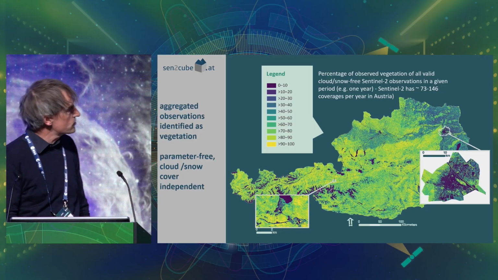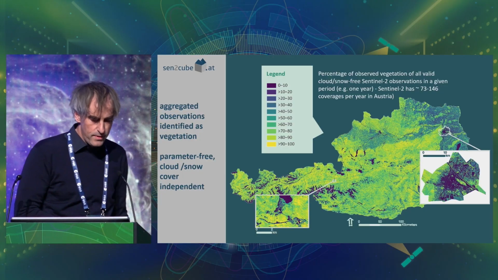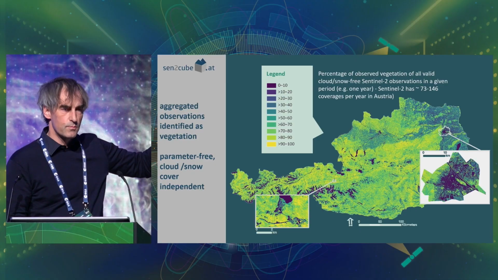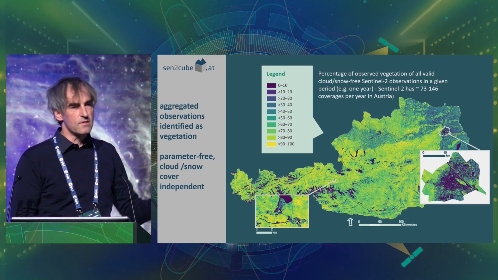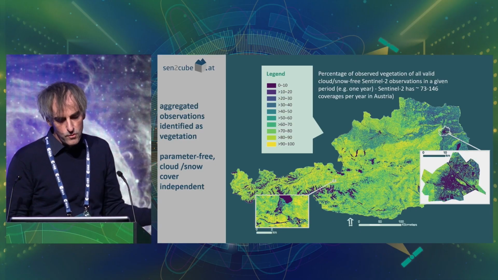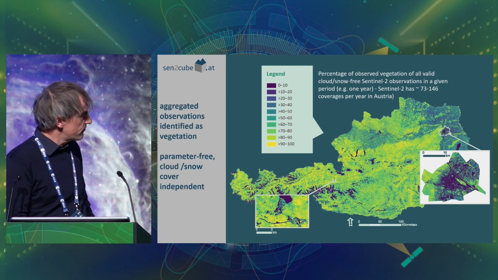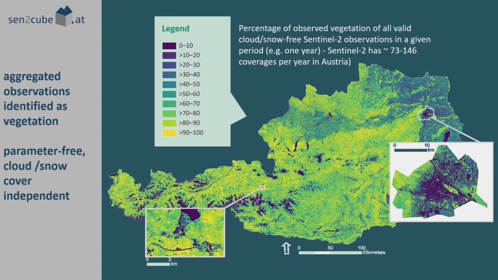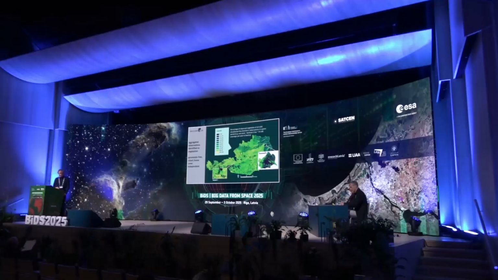It's maybe a bit more clear from this slide. So that is an aggregation for 1 year in Austria, where we map the pixel, how often vegetation has been seen in valid observations. So snow and cloud-covered pixels are removed. So if we have one stack where we have 50% cloud cover and 50% is vegetation, then it gets a label of 100% vegetation in all valid observations. This can now be transferred to all other years. It's parameter-free and cloud snow cover independent. And we use really every pixel we have from Sentinel-2 in this field.